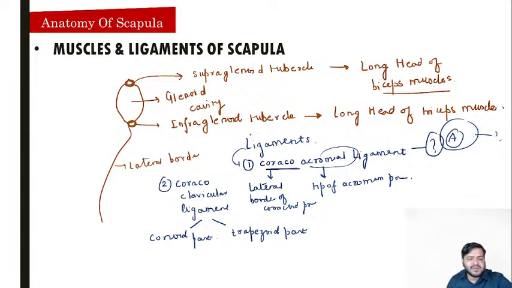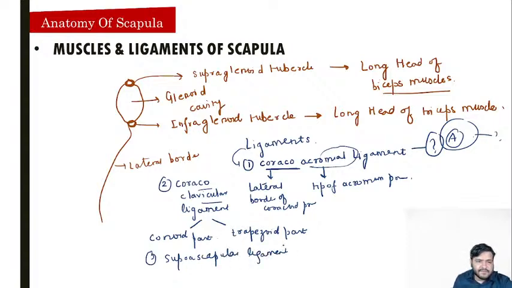Conoid part and the trapezoid part. Okay. So conoid और trapezoid तो हमने पढ़ा था, tubercle वाला part भी होता है. तो Coracoclavicular ligament I have already discussed before. Okay, we have the suprascapular ligament. अभी मैंने थोड़ी देर पहले बताया था suprascapular ligament.